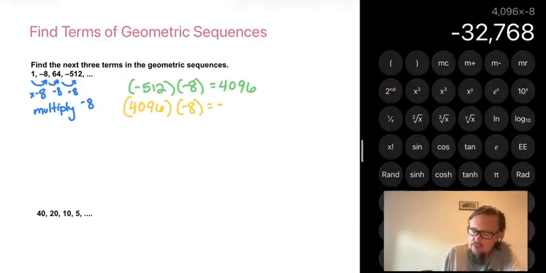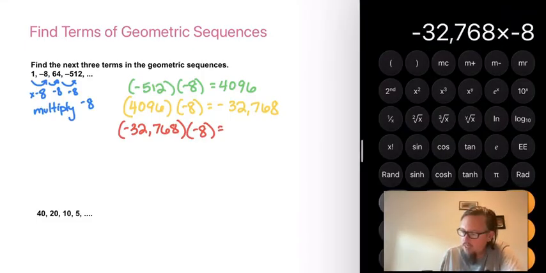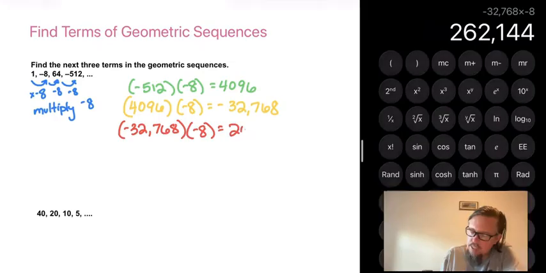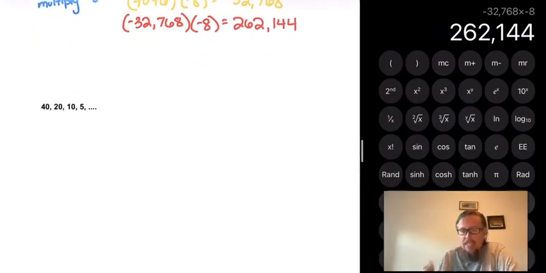That gives us -32,768. And we need the next term because the problem said give us the next three terms in the sequence. So the last thing we're going to do is take -32,768 and multiply that by -8, which is going to be quite a large number, I suspect, positive 262,144. So those are the next three numbers in the sequence: 4096, -32,768, and 262,144.